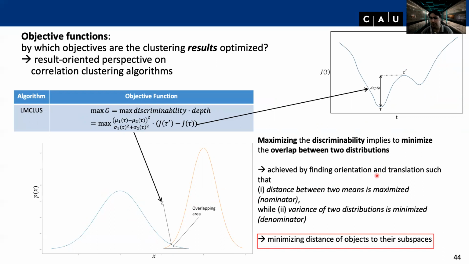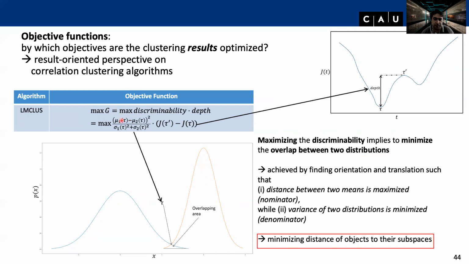That is achieved by finding orientation and translation such that the distance between two means is maximized. So this mean and this mean, you want to keep this distance as far away as possible, while the variance of the two distributions is minimized, which is the denominator here. So you want this term here, this max G, maximum discriminability, means you want to keep the mean here and the mean here, those two peaks, as far away as possible, while you want to have this variance, this blue one has a larger variance than the orange one, as small as possible.